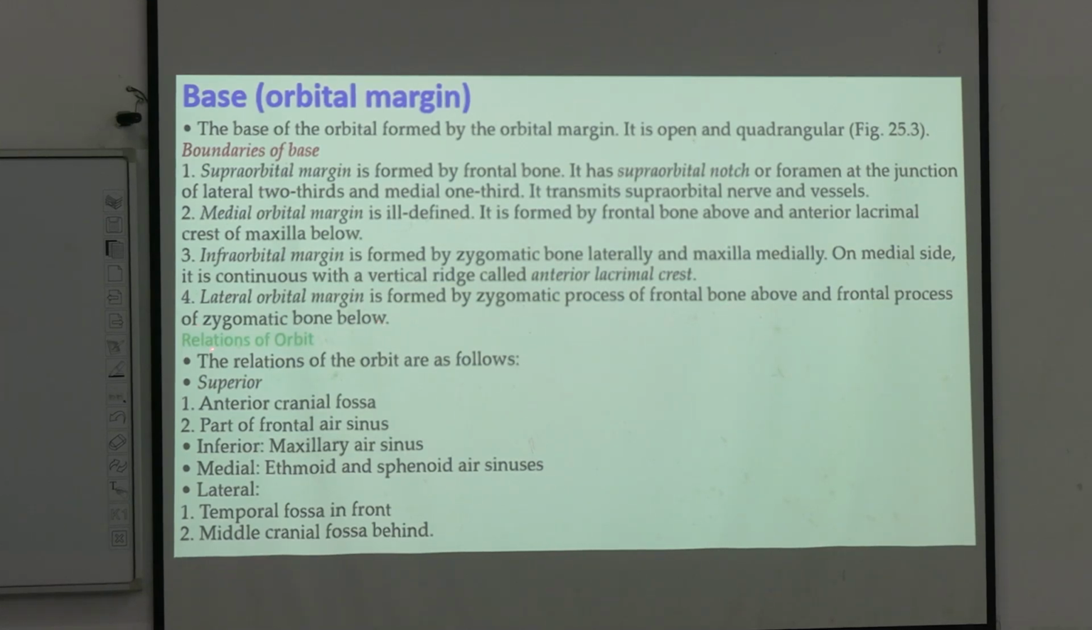Relations of the orbit are as follows: superior, anterior cranial fossa and part of the frontal air sinus; inferior, maxillary air sinus; medial, ethmoidal and sphenoidal air sinus; laterally, temporal fossa in front and middle cranial fossa behind. These relations of the orbit are important.